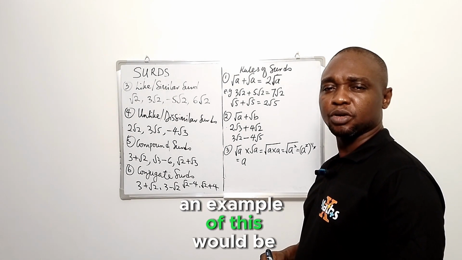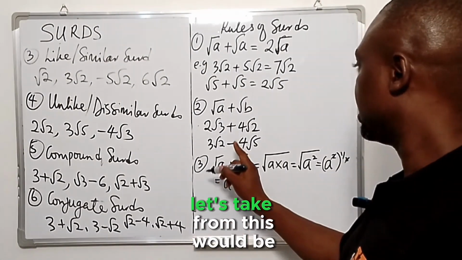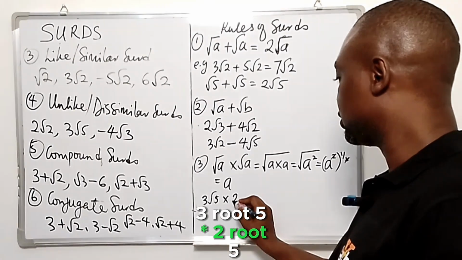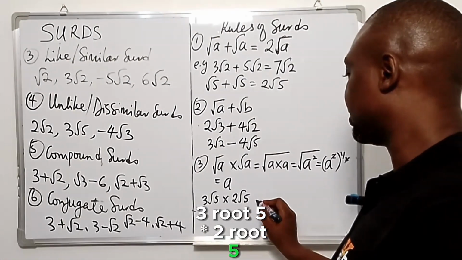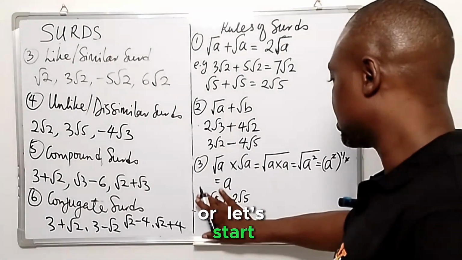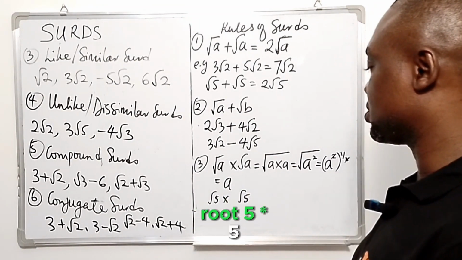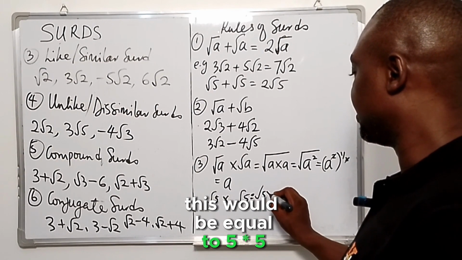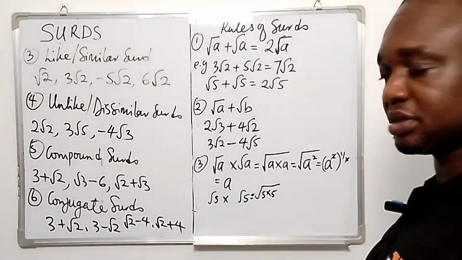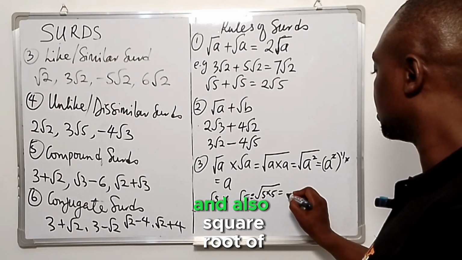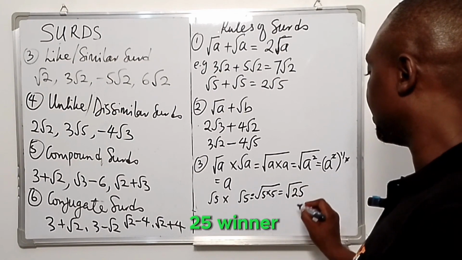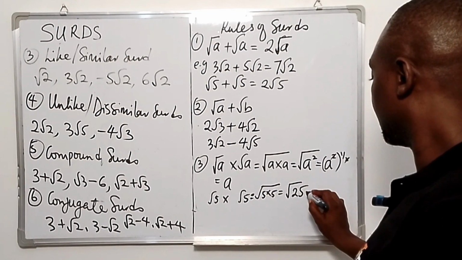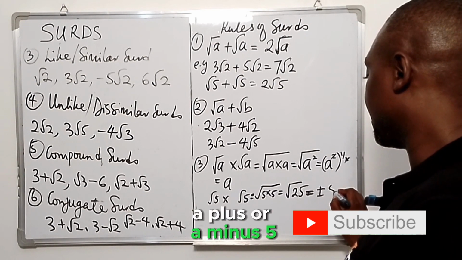An example of this would be 3 root 5 times 2 root 5. Or let's start this way first. Let's use similar surds. Root 5 times root 5 would be equal to 5 times 5 under square root, and also square root of 25. We know that square root of 25 is what? Is, excuse me, plus or minus 5.